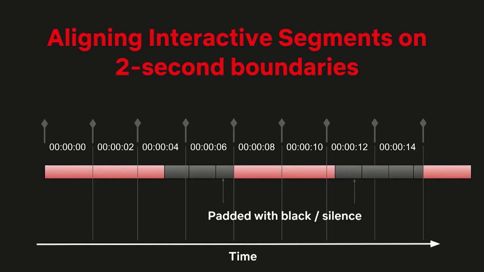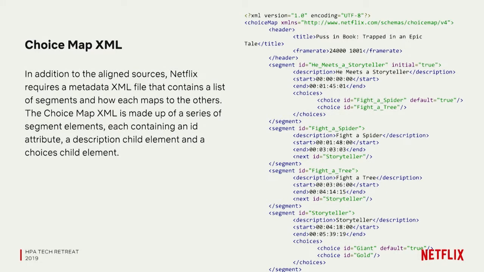So this is just that old graphic with new content. We've got the pink, which are the segments, and then you've padded the black and silence in there to make sure that everything hits the right place. We also iterated on this XML schema, which defines, you can see, each segment, where it begins and ends in that master timeline.